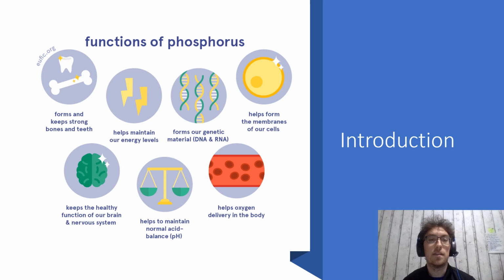Metabolism, including how calories and oxygen are turned to energy, how muscles contract, how the heart beats, and even how nerve impulses are delivered, are all significantly influenced by phosphorus.